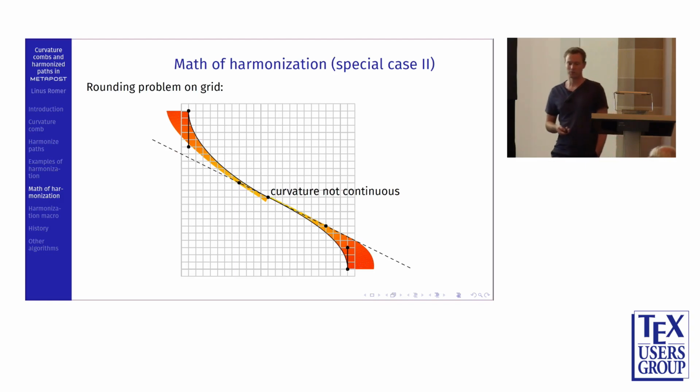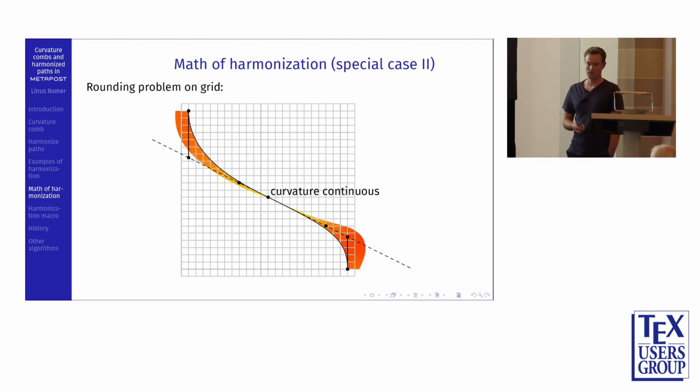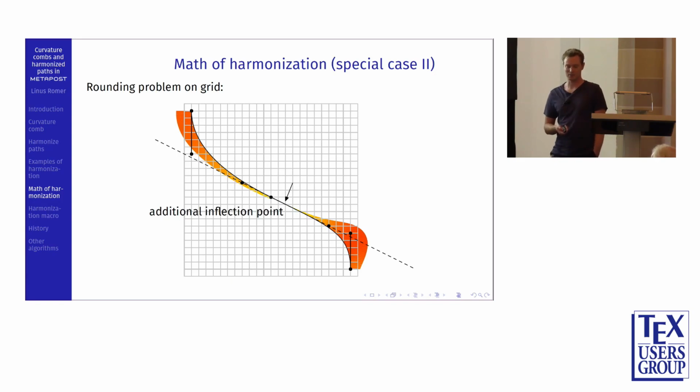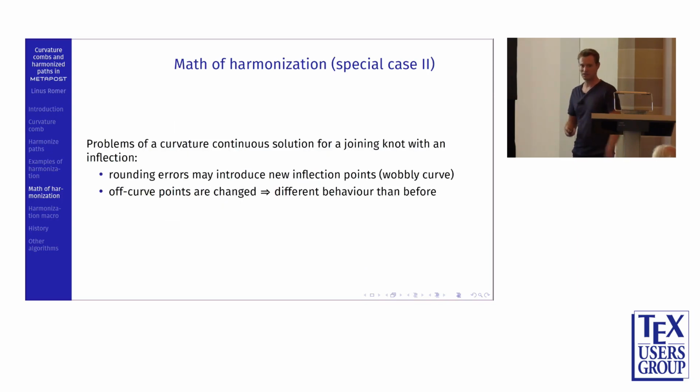But there are some problems that come with it. One problem is the rounding problem. So you always have a rounding on a grid, like a smallest number. And so here you have an original path. So this is a curvature continuous solution. And this would be perfect, but now after rounding, of course, it won't be perfect. And here in this case, it adds an additional inflection point. So it's probably not desirable, and it works differently than the solution that I presented before, because the off-curve points are changed and not the on-curve points.